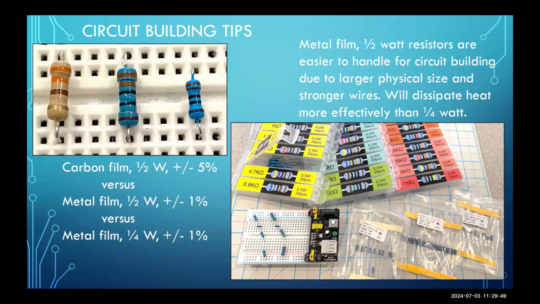So I have two different metal film resistors that are shown in this upper illustration. The ones that come in your kit are 1/4 watt, meaning they will dissipate up to 250 milliwatts of heat before they potentially burn out.